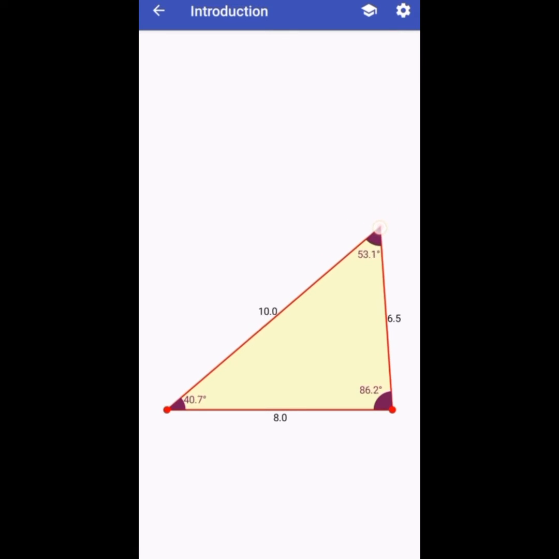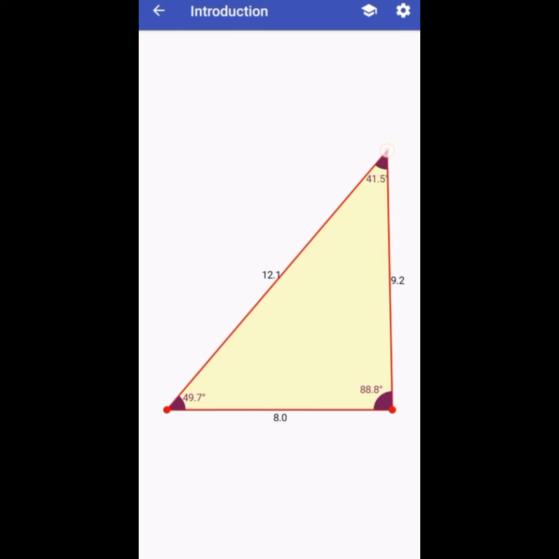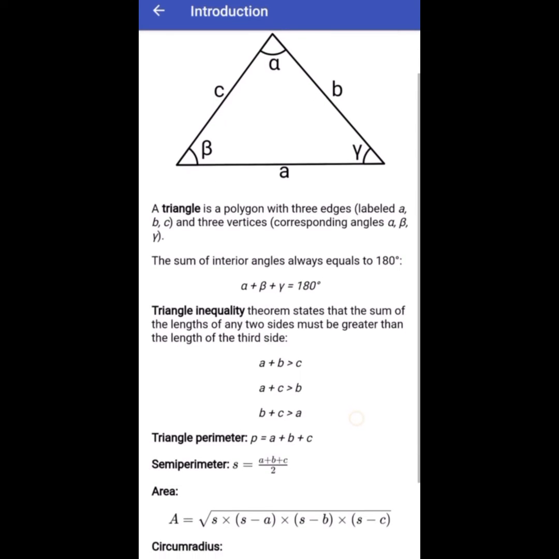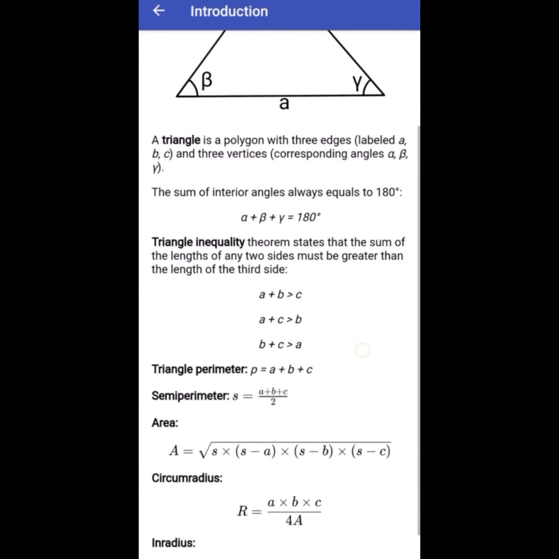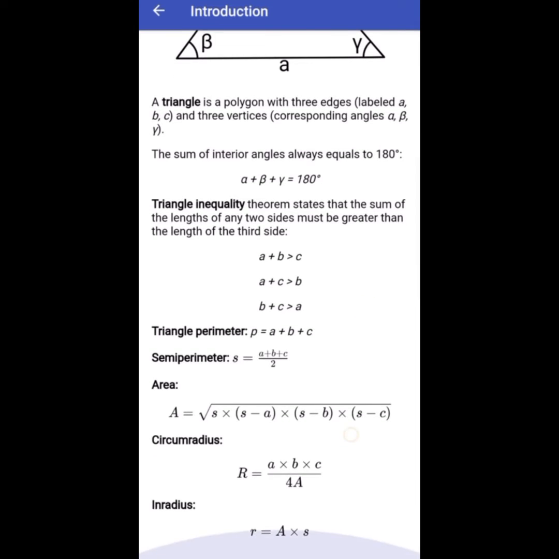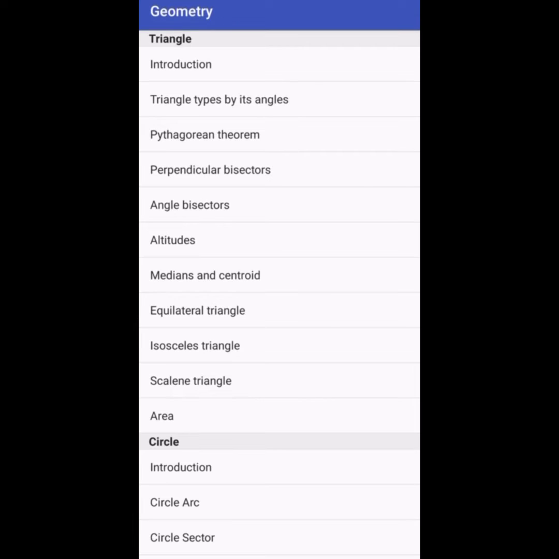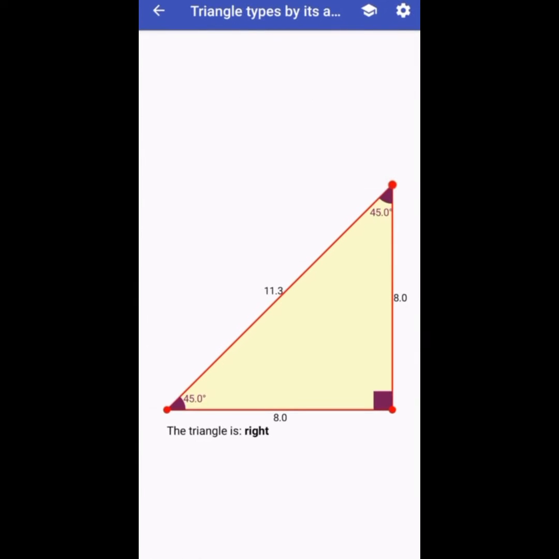So as you can see, the image is displayed and you can adjust it there. So that's what I did. I adjusted it. Then the introduction to triangle. A triangle is a polygon with three edges labeled A, B, and C. Now as you can see, we have triangle inequality also. And also the triangle types.